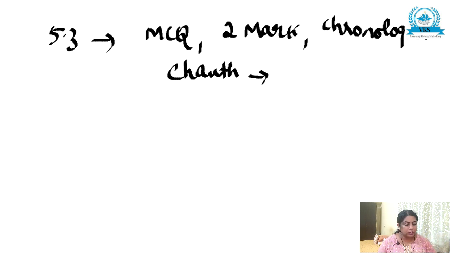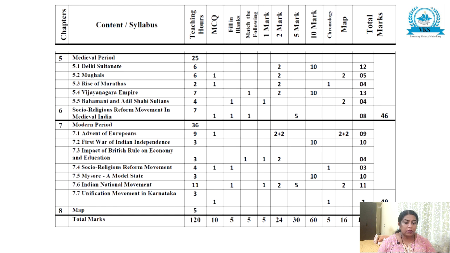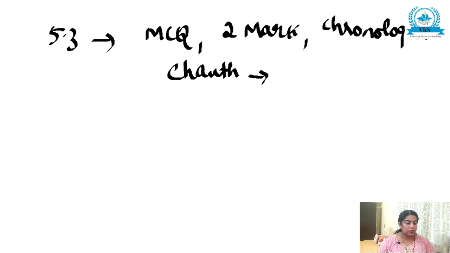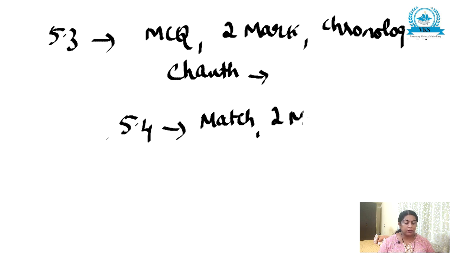Next is regarding 5.4. 5.4 is the Vijayanagara Empire. From this chapter, you will have match the following, a 2-mark question and a 10-mark question. Very important. From 5.4 Vijayanagara Empire, match the following, a 2-mark question and a 10-mark question can come from this.